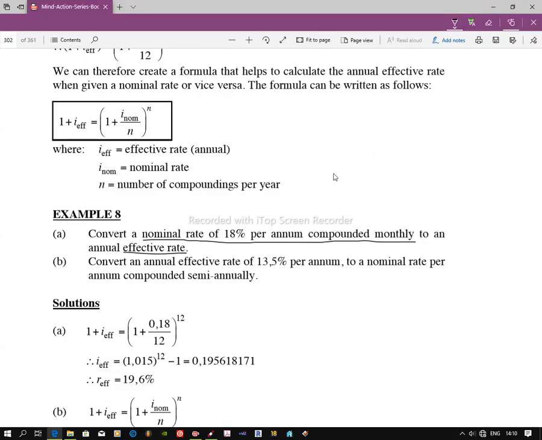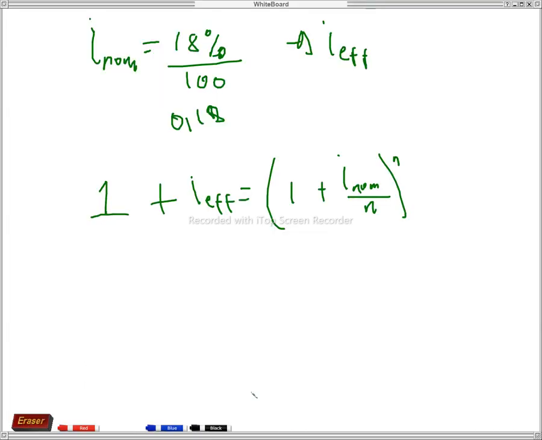let's go back to the statement. They say convert a nominal interest rate of 18% per annum compounded monthly. So let's go to the board. We know that this thing is compounded monthly, and then we are having the nominal interest. So therefore, since this is 0.18, what we did on the previous lessons, when it's compounded monthly, we just divide it by the number of months. Monthly is 12 months in a year. I guess you already know that.